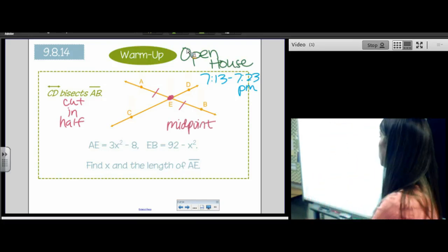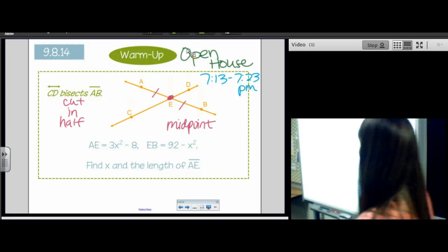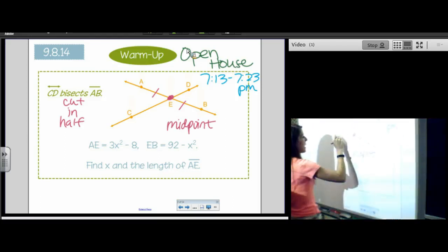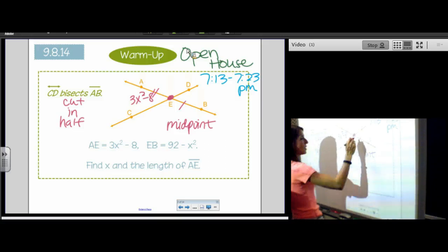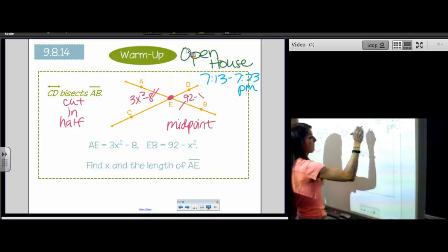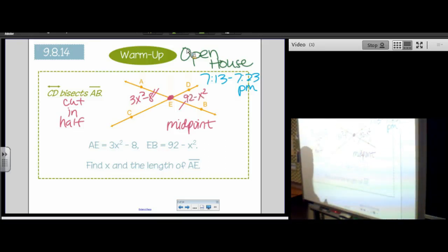And this was on your homework. Okay, so AE is 3x squared minus 8, and EB is 92 minus x squared. Find x and the length of AE.